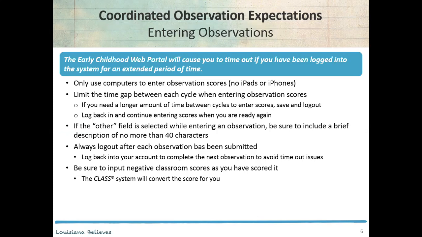And then lastly, whenever you're inputting observation results, the negative classroom scores, put those in as you've scored them. Don't convert them first. The system will convert them for you, and if you put them in as converted scores, it'll double convert them, and we'll wind up with scores that don't really resemble what the originals should be.